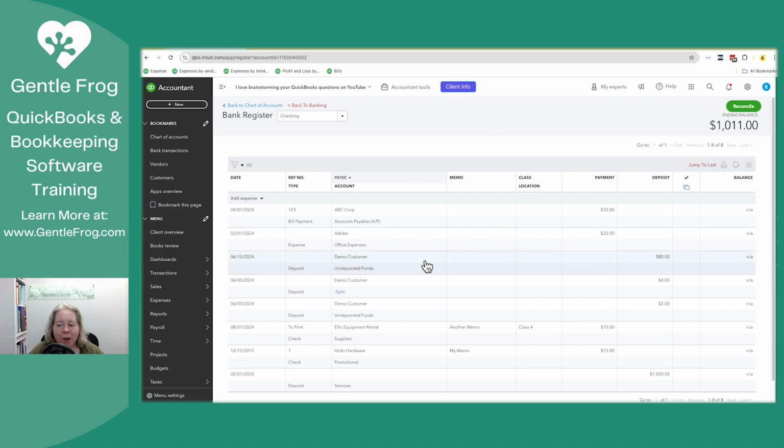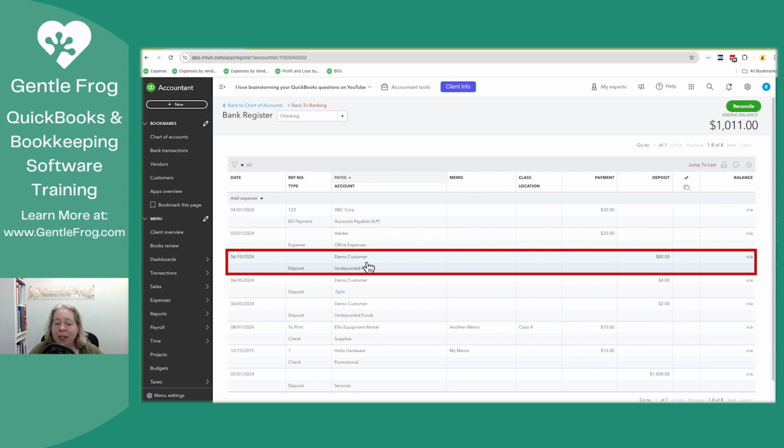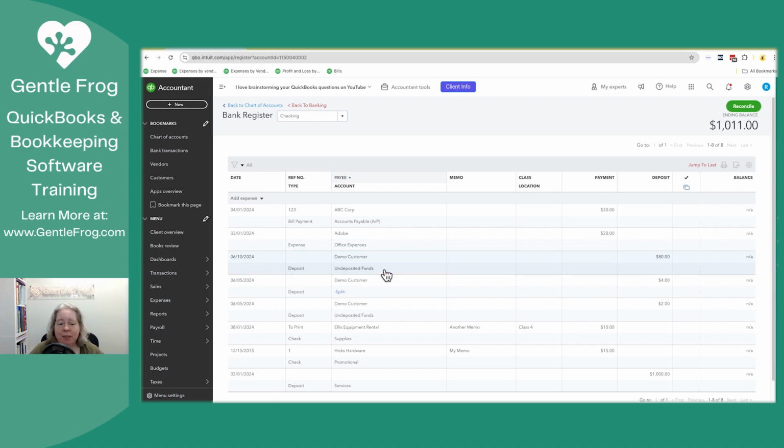Like it knows the last thing that you told it. So what I want to show you is this example here. Demo customer, $80 gets deposited. The source of it is undeposited funds. Behind the scenes in debits and credits land, what QuickBooks knows is that we debited the checking account and we credited undeposited funds. QuickBooks doesn't know the backstory of why this happened. Like, it does if you click around enough, but when you look at this one register, it only knows this one situation. What are the debits and credits that apply to this transaction?